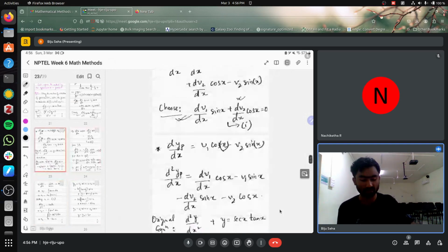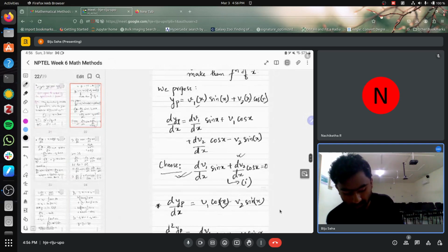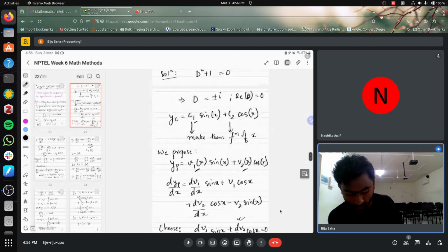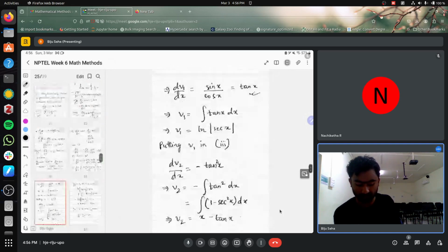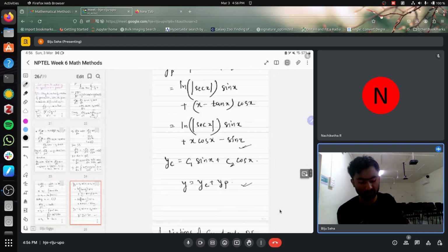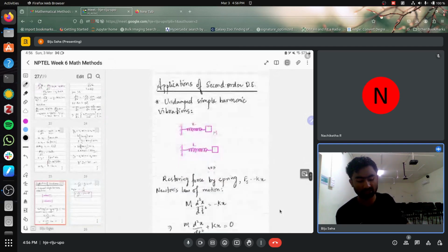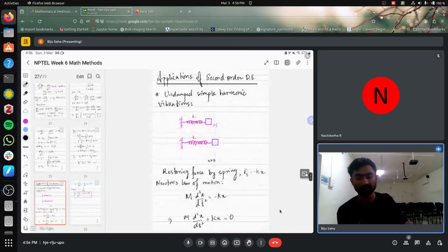So this is how we have obtained the particular solution by using the variation of parameter. The main point was to make the arbitrary constants appearing in the solution of the homogeneous equation become variable. By doing that we could arrive at the particular solution. So this was variation of parameter. Now let us look at some application of second order differential equation in physics.